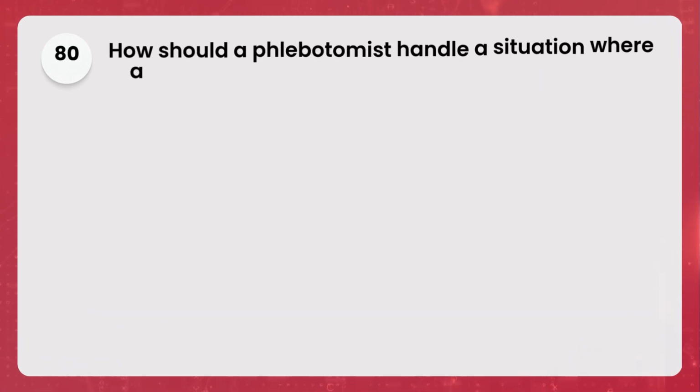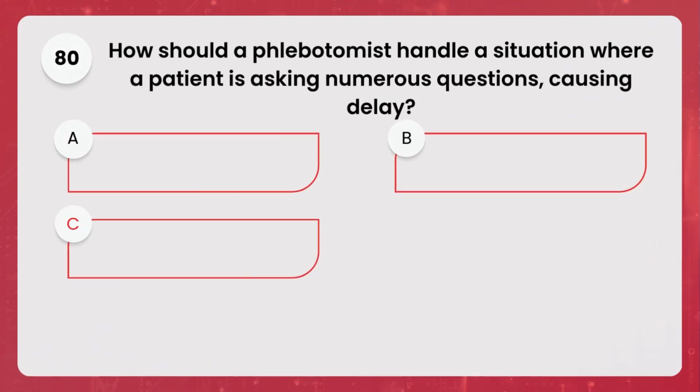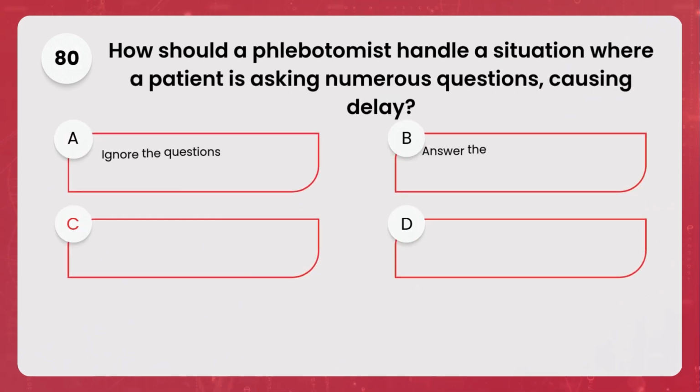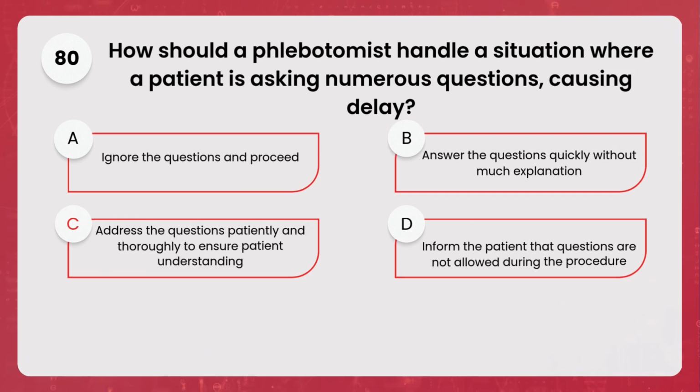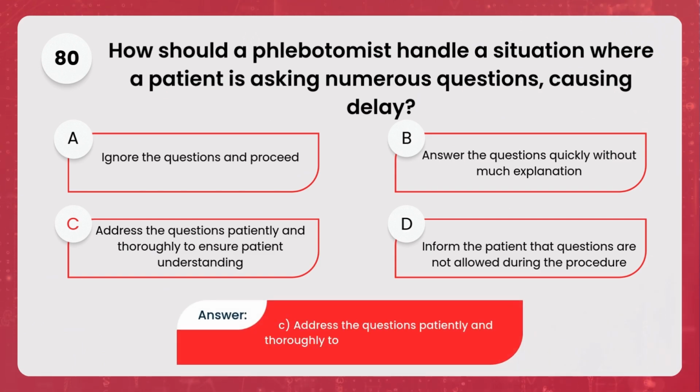Number 80. How should a phlebotomist handle a situation where a patient is asking numerous questions, causing delay? A. Ignore the questions and proceed. B. Answer the questions quickly without much explanation. C. Address the questions patiently and thoroughly to ensure patient understanding. D. Inform the patient that questions are not allowed during the procedure. The answer is C. Address the questions patiently and thoroughly to ensure patient understanding.